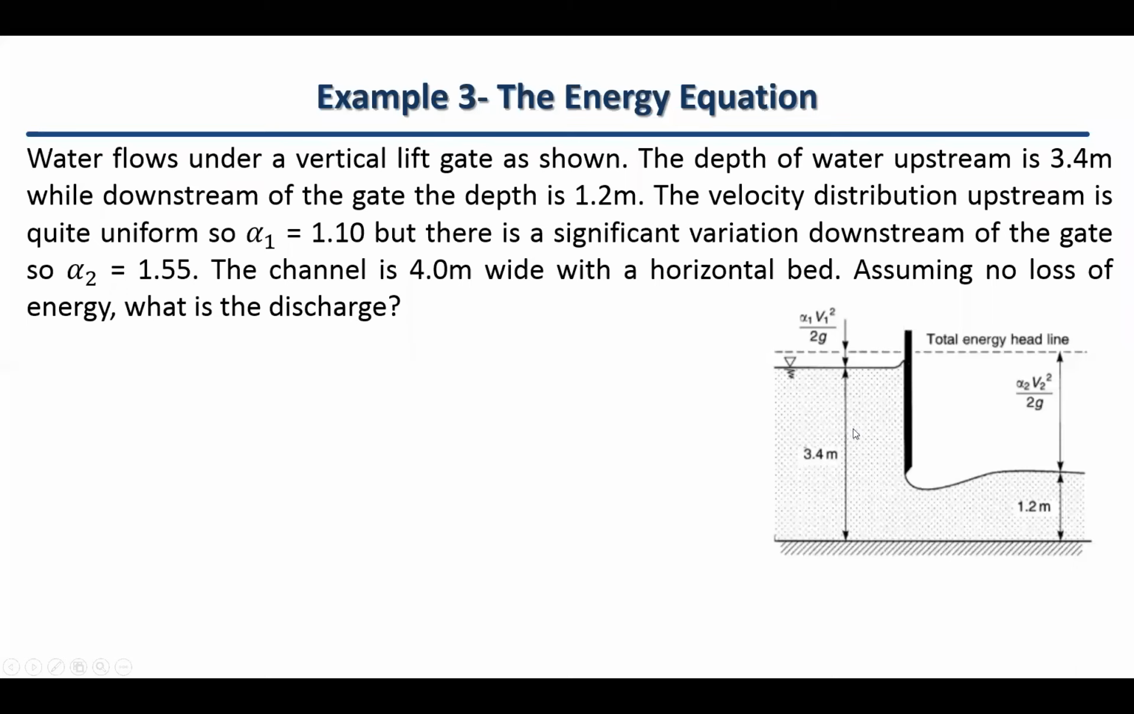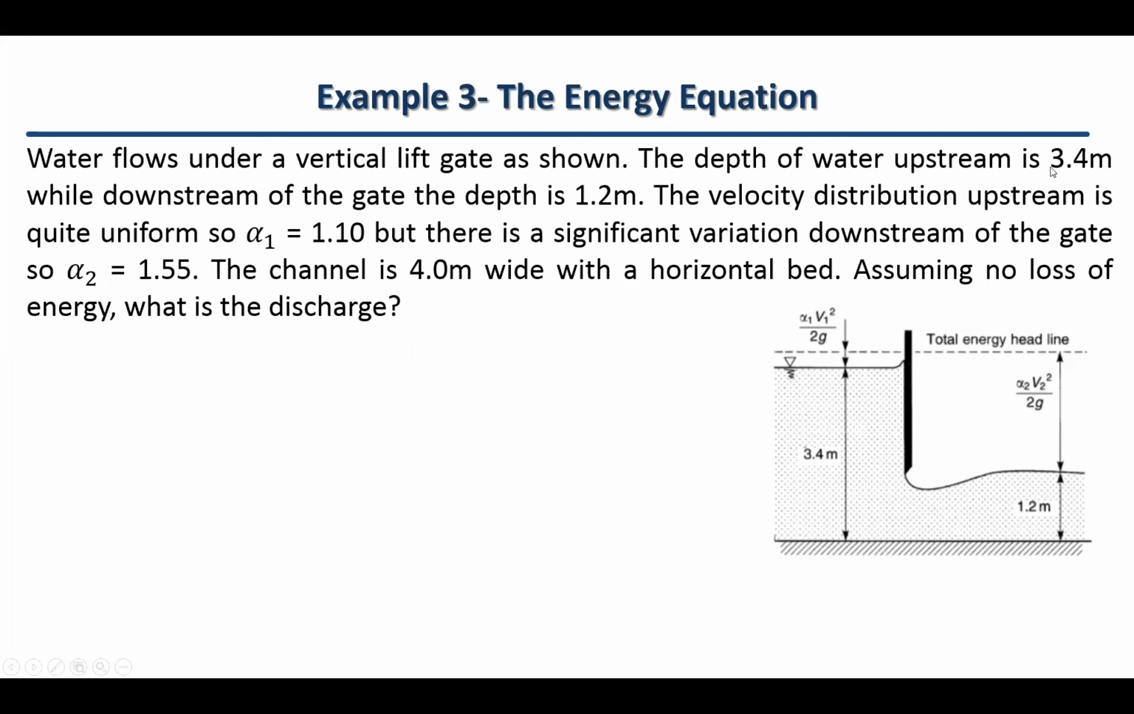For this example, the depth of the water behind the gate is given as 3.4 meters. There is some velocity, but we know the velocity is not very high. After the gate, once the water is released from the lower part of the gate, the depth of the water drops to 1.2 meters. And we know the kinetic energy is high, so the velocity head term, alpha 2 v2 squared over 2g, is much higher. So we have some assumptions here.